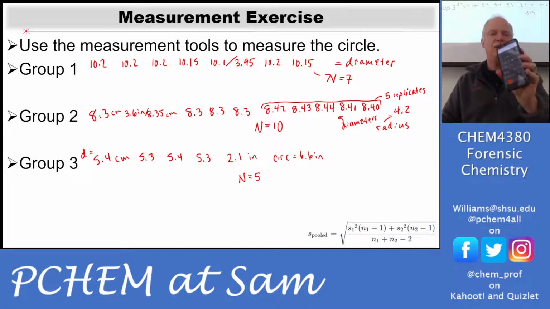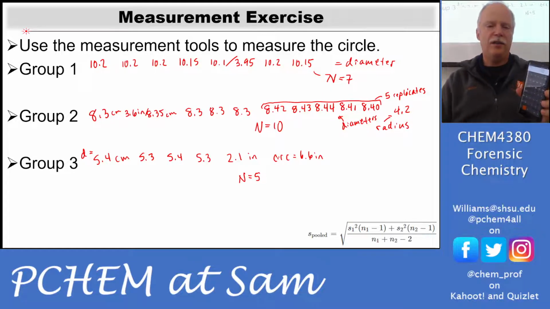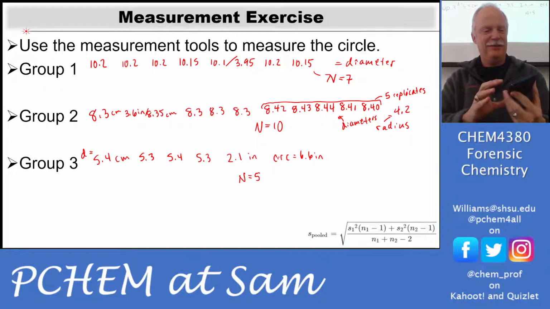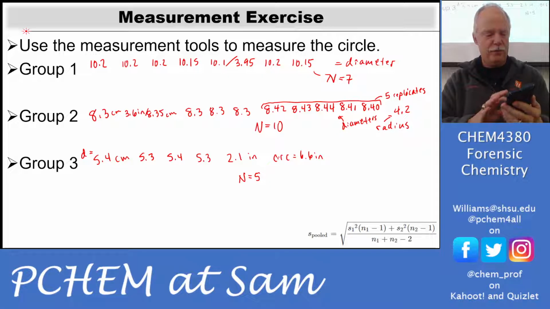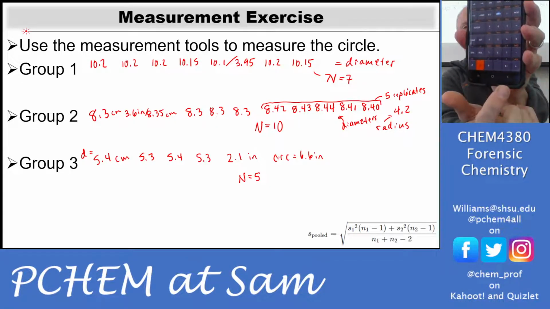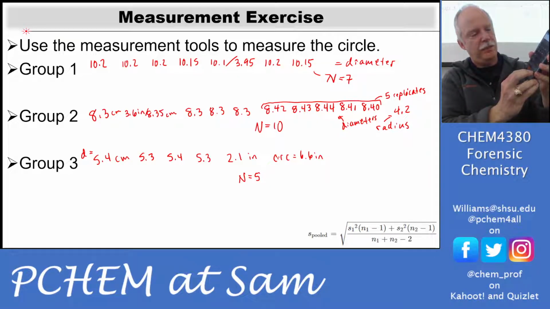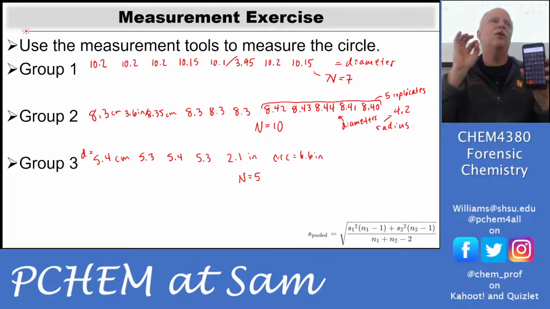And so I'm going to show it on the camera here. So I'm going to do group 3 because it's only got 5 values, okay? So we'll start with that one. Okay, so I have nothing entered into my calculator yet. I'm going to type in the 5.4, and I'm going to hit that sigma plus button right there. Okay, sigma plus. And down here in the bottom corner of my screen, it says n equals 1.